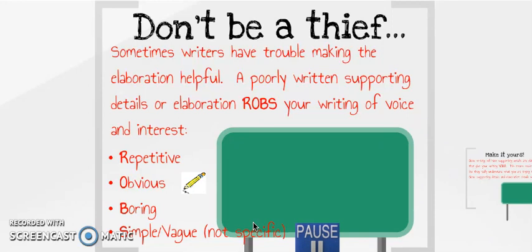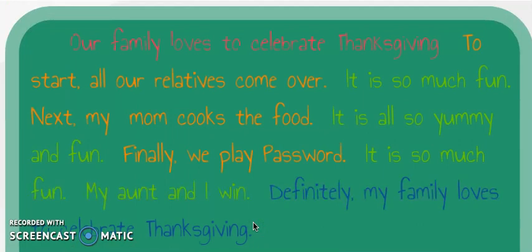So what does repetitive, obvious, boring, and simple elaboration look like? Let's take a look. Our family loves to celebrate Thanksgiving. To start, all of our relatives come over. It's so much fun. Next, my mom cooks the food. It's also yummy and fun. Finally, we play password. It's so much fun. My aunt and I win. Definitely my family loves to celebrate Thanksgiving. If you'll notice, all of the sentences in green, it's so much fun, it's also yummy and fun, it's so much fun, are very repetitive, don't give that much new information, if any at all, and really pull down the quality of the paragraph. So what do we do instead?